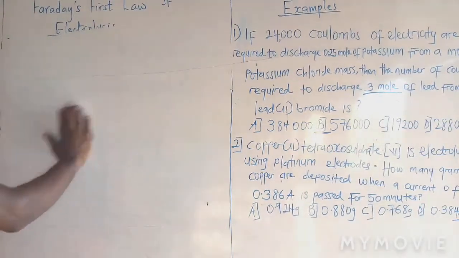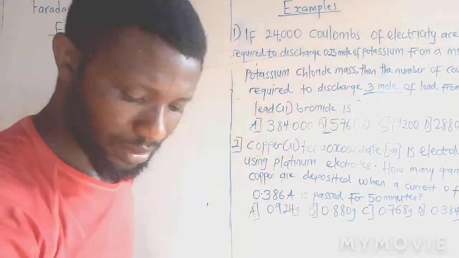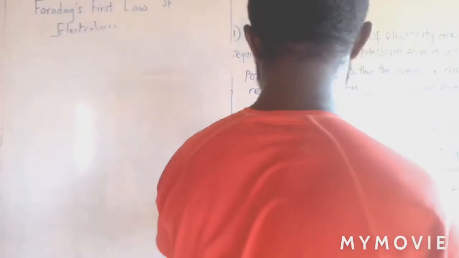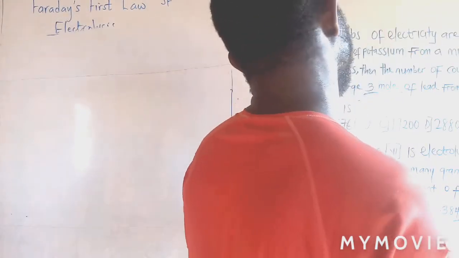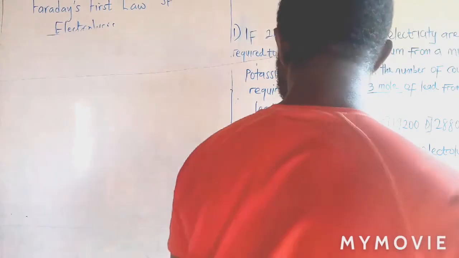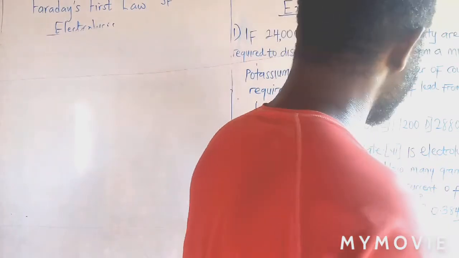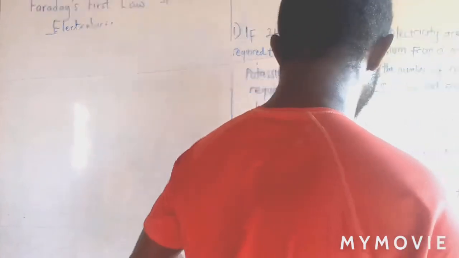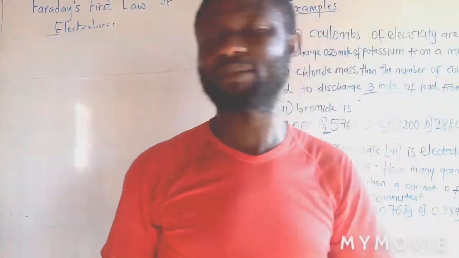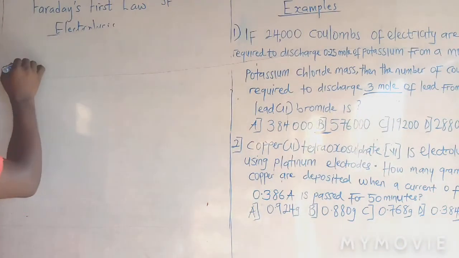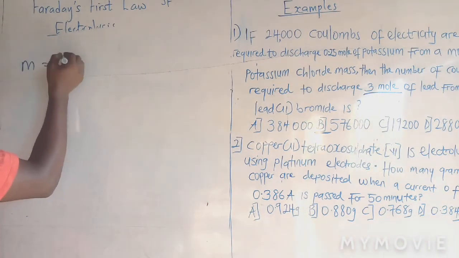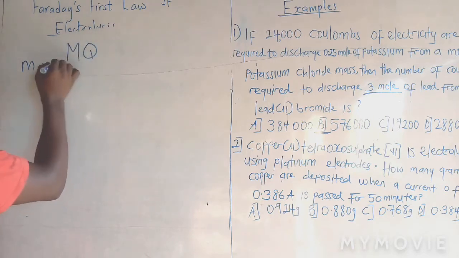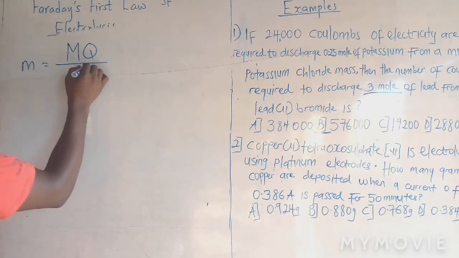Now for the next question, we have copper 2 tetraoxosulfate 6 is electrolyzed using platinum electrodes. How many grams of copper are deposited when a current of 0.386 ampere is passed for 50 minutes? From my formula, mass is equal to molar mass multiplied by Q over CF.